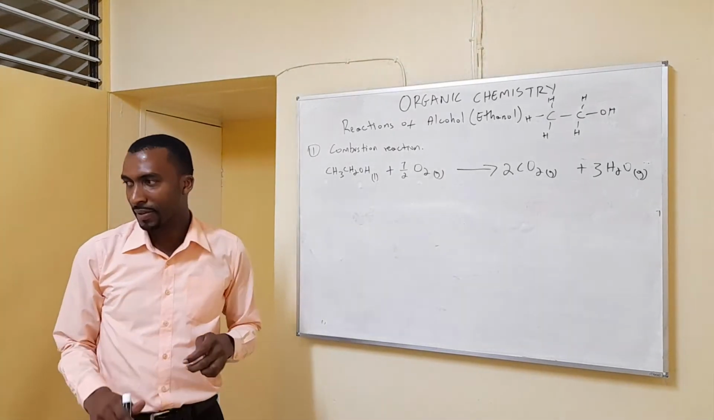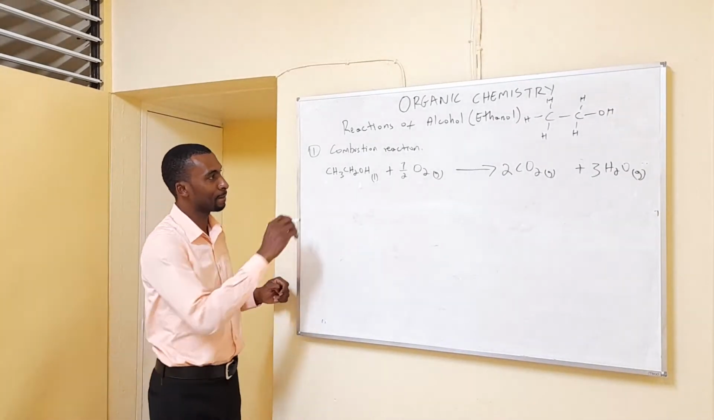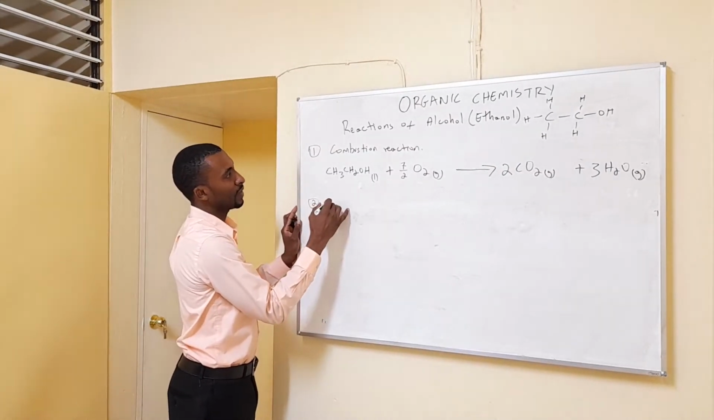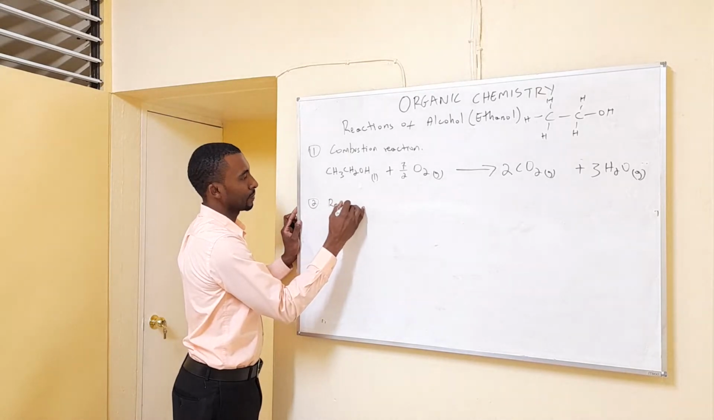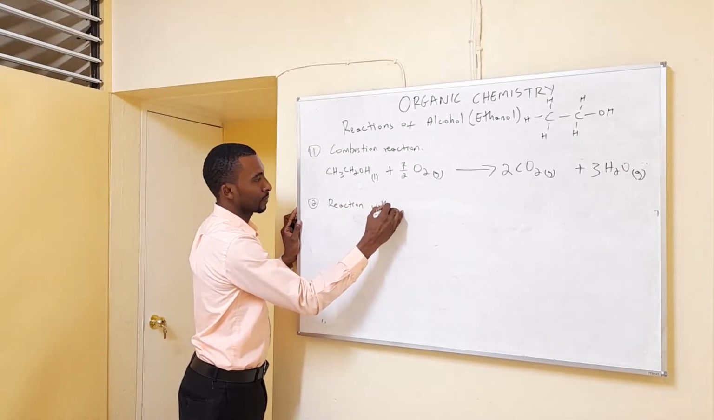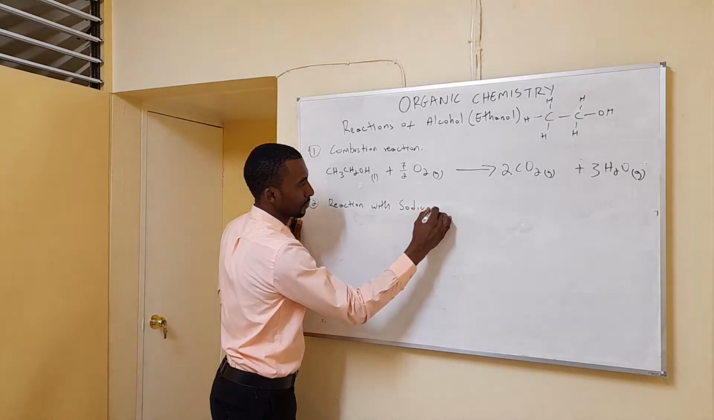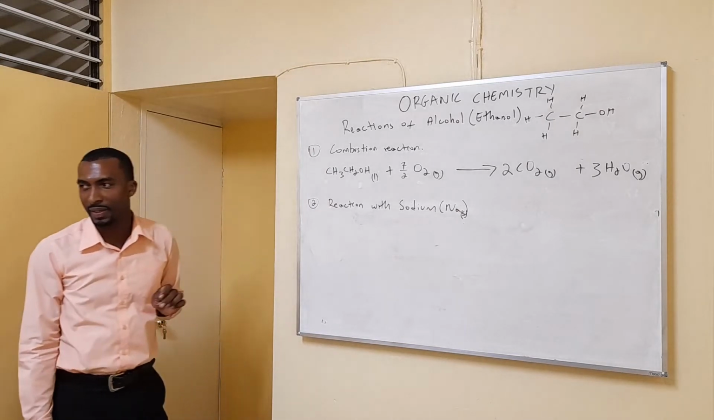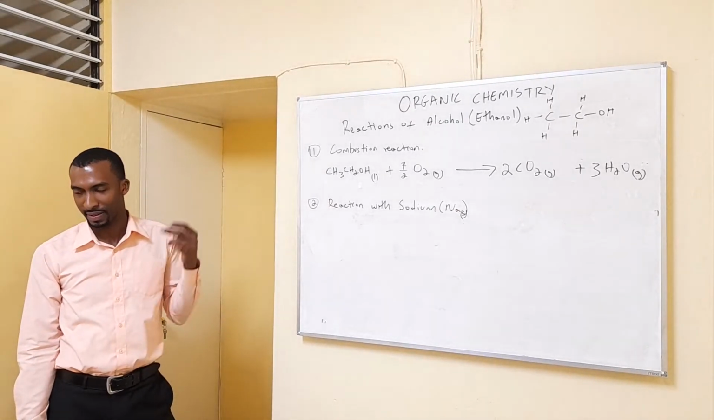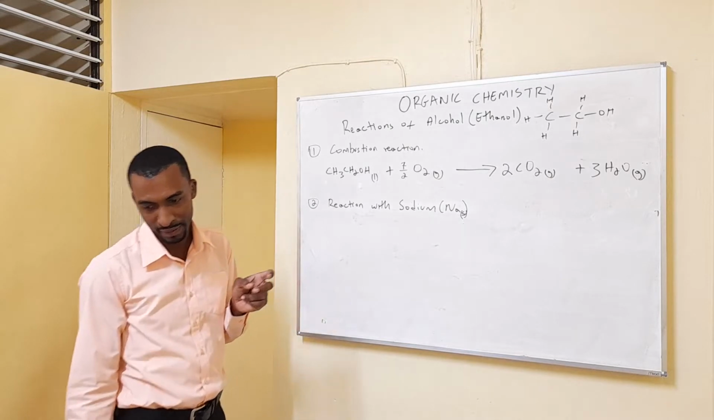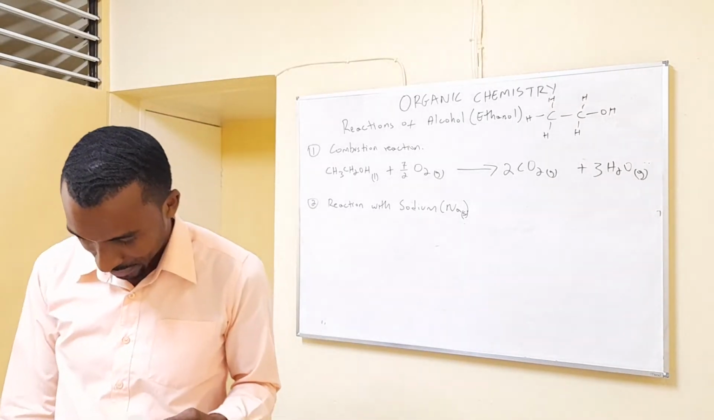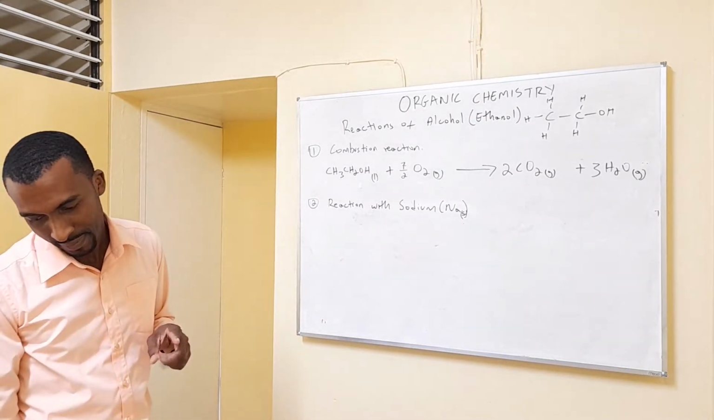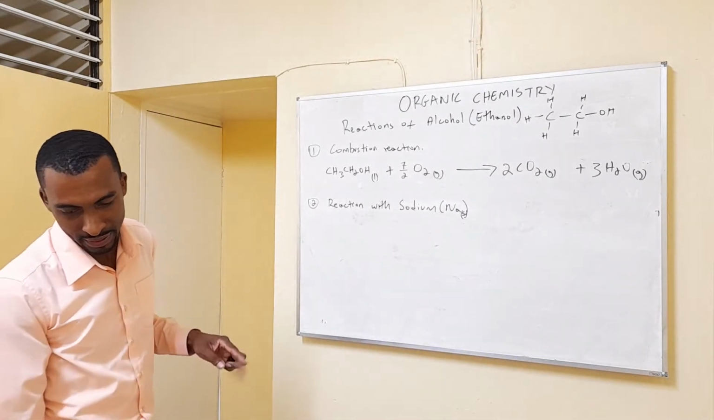Second reaction is a reaction with sodium. Sodium is Na, right? Sodium solid. Sodium is a group 1 metal, very reactive. Sodium, potassium, they are very reactive metals. They will react with the alcohol to produce sodium ethoxide plus hydrogen. Alright?